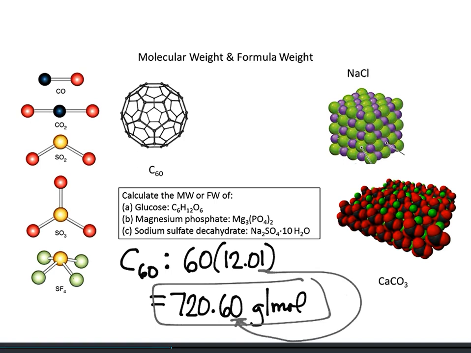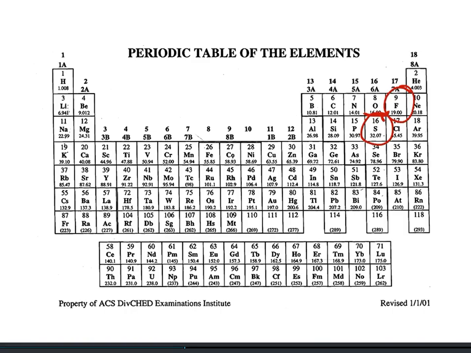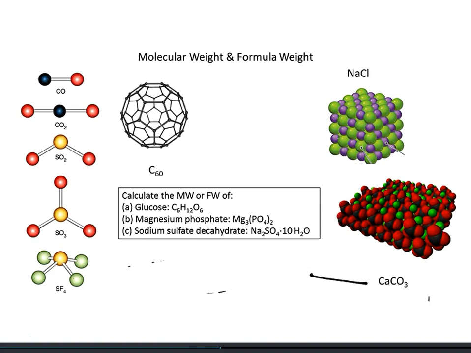Now we're going to move on to sodium chloride, the formula unit for sodium chloride. If we look up sodium, that's number 11. It's 22.99 grams per mole, or AMU, over here, and chlorine is 35.45. So we add those together and we get 58.44 grams per mole. And we'll circle that. Accurate to the hundredths place again.